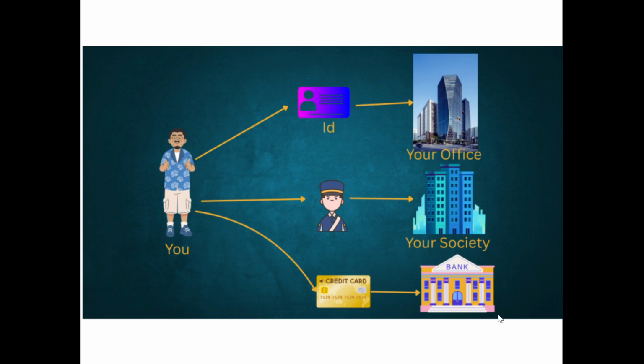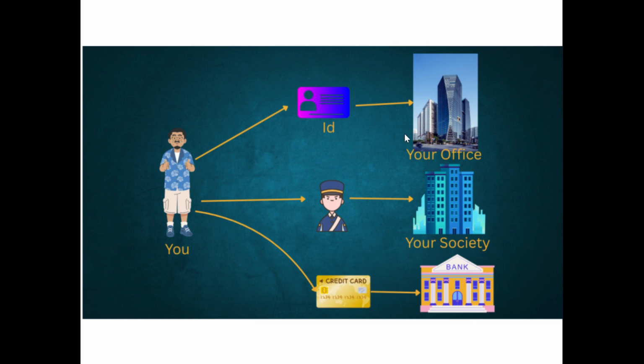One more example is a bank. If you want to withdraw some money from the bank, you need an ATM, or a debit card or a credit card. Now, in these examples, one thing is very common: you. This person is common, and then you have different protocols. For withdrawing money, you need a credit card. To enter a society, you need some access, like MyGate or Apna Complex or a security guard. To enter the office, you need an access card. So that is the protocol they have.